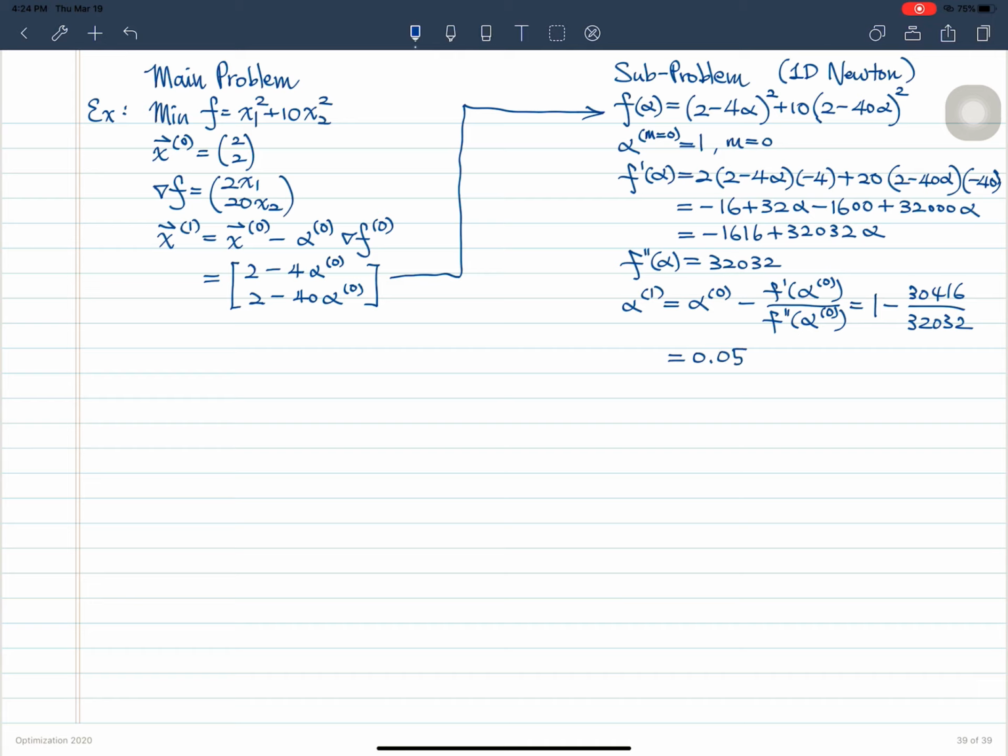0.05. Okay. Of course, not yet converged because it is larger than 10 to the negative 3. Not yet converged. So I move on to the next stage. M equals n plus 1, which is 1. So now my alpha 2 equals alpha 1 minus f prime of 1 over f double prime of 1.